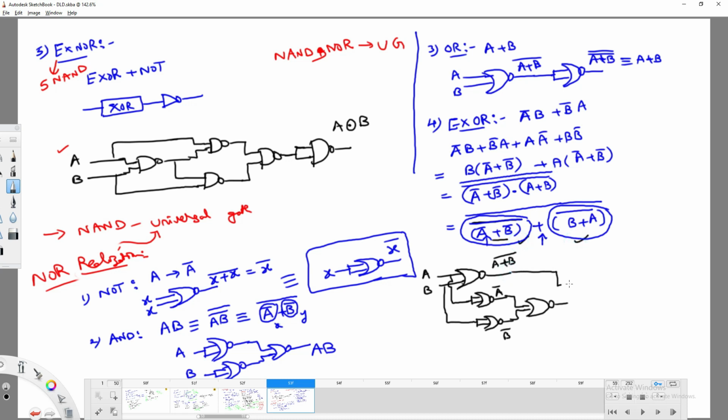Now try to perform the OR operation. If I perform the OR operation, I will get it like this. But the thing is, there is a whole complement. So in order to represent XR using NOR gates, how many gates are required? Four NOR gates are required. Okay, fine.